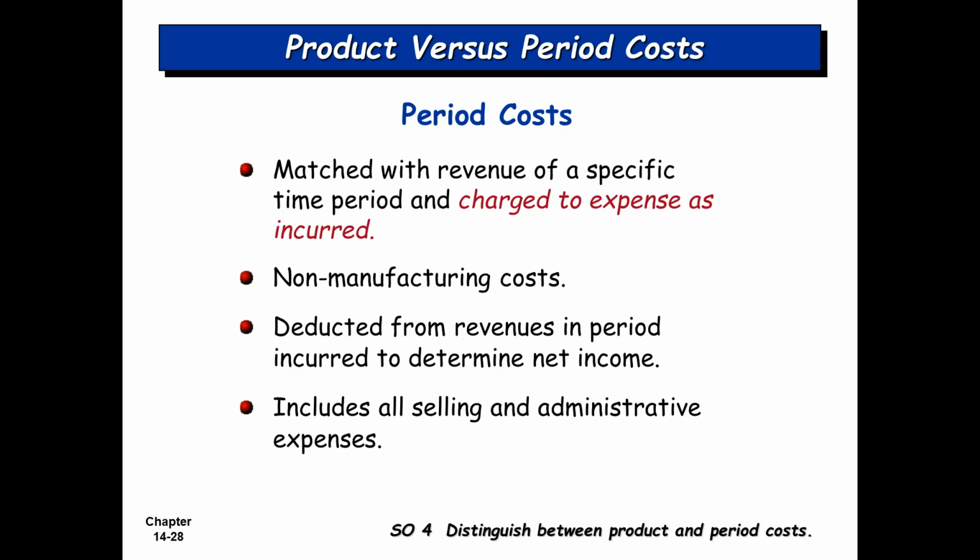Non-manufacturing costs. And basically what happens is we also deduct from revenues in the period incurred to determine net income. And it also includes our selling and administrative expenses. That manager who's a salesman is a period cost. The salaries of the accounting personnel would be an administrative cost because we're not associated with that.